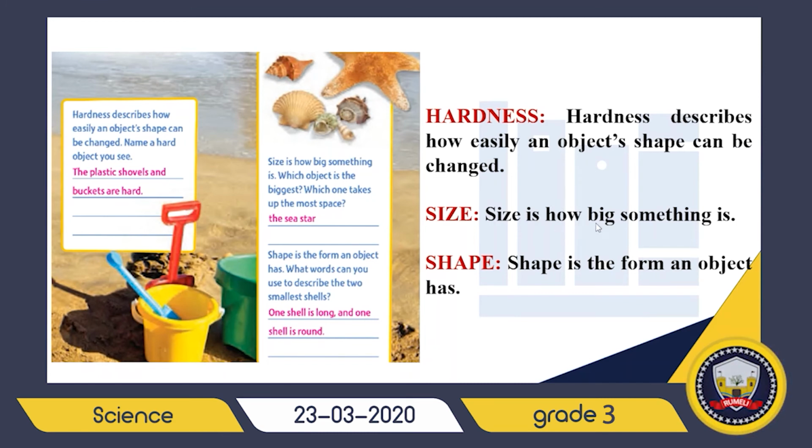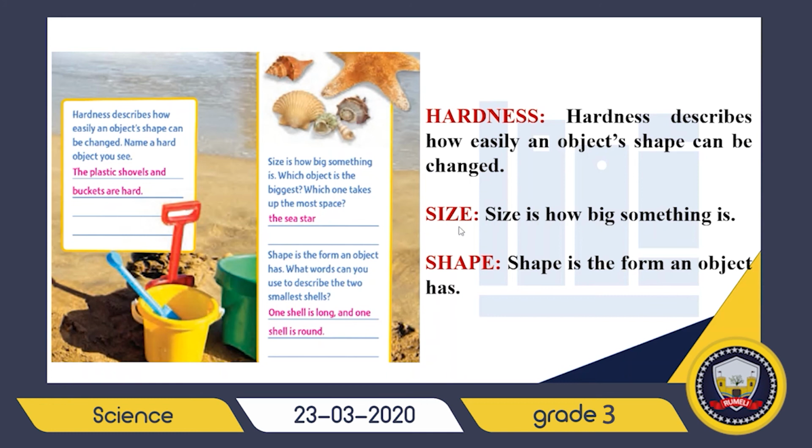What about size? Size is how big something is. And it asks which object is the biggest one. Check the picture here. It has some sea stars. Check its shell. So, which one is the biggest object here? Good job. The sea star is the biggest object here. What about which one takes up the most space? I know the sea star is the biggest object here, so it takes more space than the others, right?